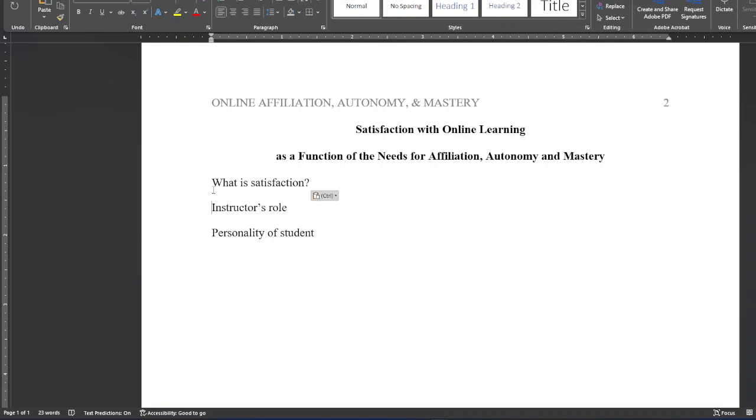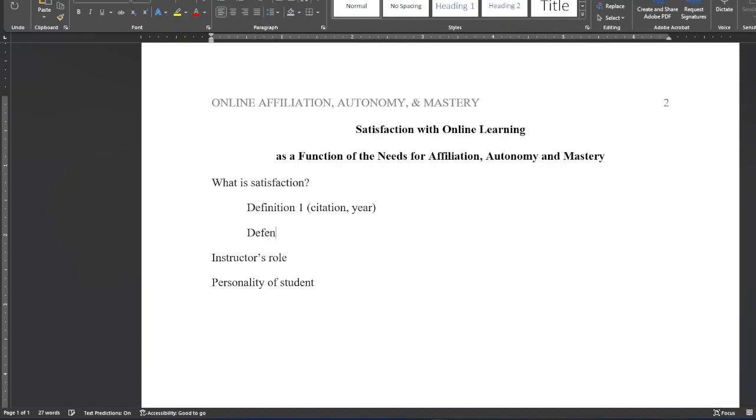Like, what is satisfaction? And then, how does the instructor contribute to satisfaction? How does the personality of the student contribute to satisfaction? So yeah, I think satisfaction should probably go at the top. And then maybe I'm going to start populating that with different researchers' definitions. So maybe I'm going to go, definition 1, and I would actually write what that is, and then I would get the citation for it, and I would put it right here, so I don't have to think about it again.